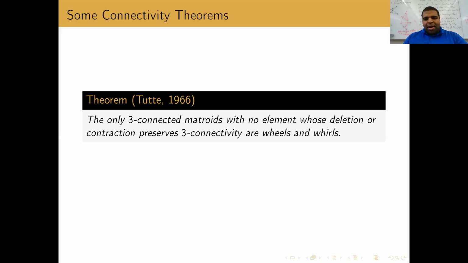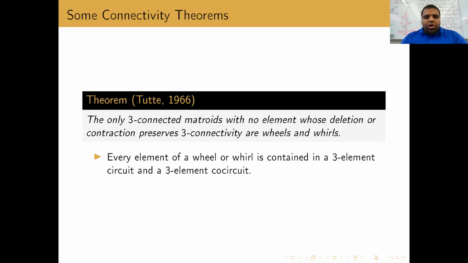But let's think a little more about connectivity in general, specifically 3-connectivity. This is the famous wheels and whirls theorem of Tutte, which is that the only 3-connected matroids with no element whose deletion or contraction preserves 3-connectivity are wheels and whirls. And in wheels and whirls, every element is contained in both a 3-element circuit and a 3-element co-circuit.